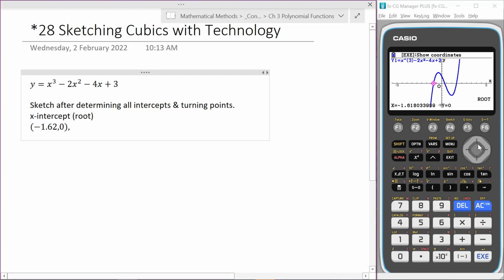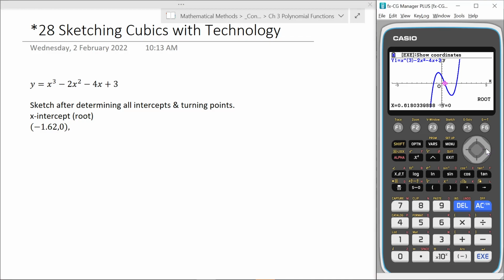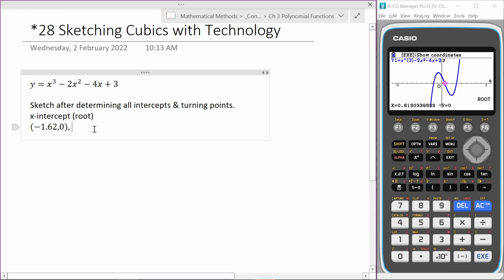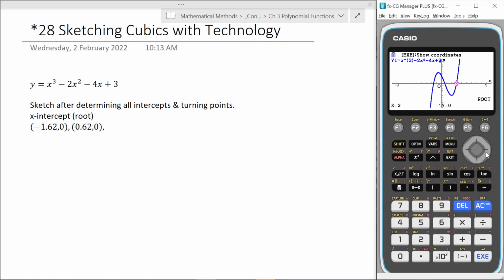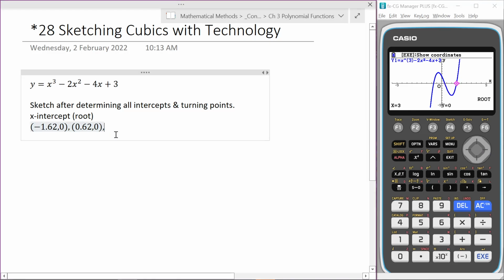Alrighty, so it looks like we should have 3. So click right, find the next one. Yep, here's another decimal continuation. So 0.62, 0. And lucky last is just 3. We don't need to do much rounding for 3, so we'll just put 3, 0. And there we go. So those are my x-intercepts.